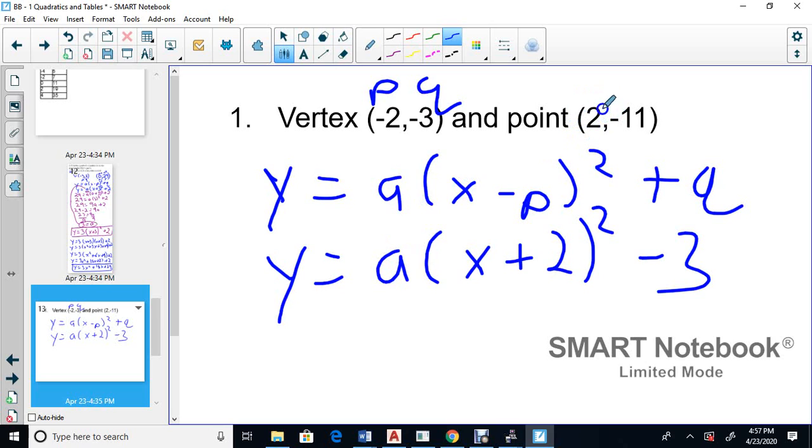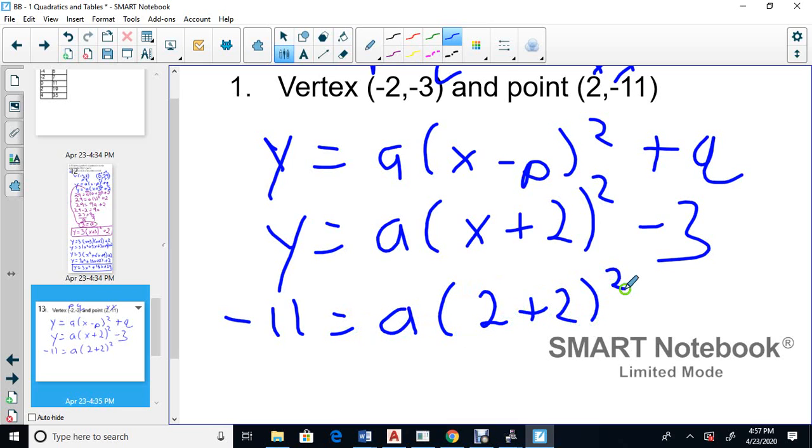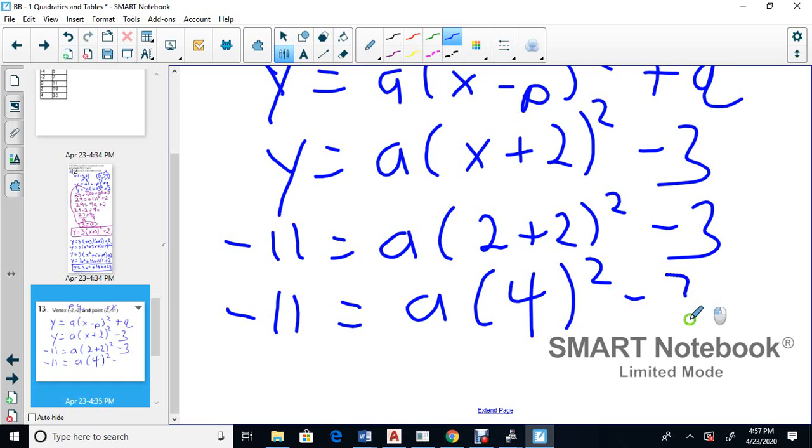So we're going to sub in 2 for the x and -11 for the y. Okay, so we'll go -11 equals a(2 plus 2) squared minus 3. So right now we're looking for a. We're solving for a, because if we have a, we can put it over here and we'd have an equation. Okay, now -11. Do what's in the bracket, follow the same order. So do the bracket first. 2 plus 2 is 4, squared, minus 3. Next, -11. 4 squared is 16. We just put it in the front.